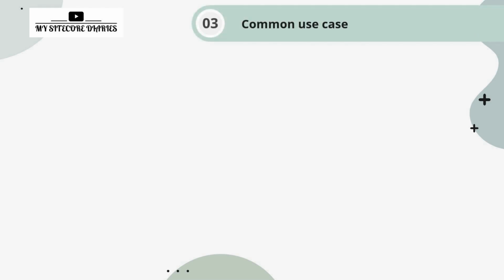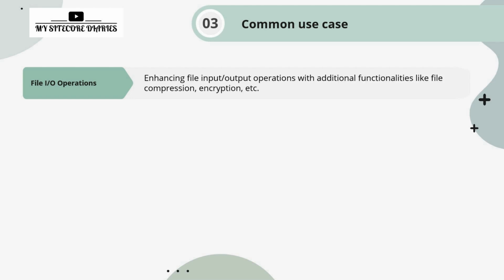Let's see what the common use cases for the decorator class are. If you have seen the example and the definition, it is basically adding additional features without affecting the existing functionalities. That is why you have common use cases. First is file input and output operations. You may want to enhance file input output operations with additional functionalities like file compression, encryption, etc. You already have a file input output operation, and you want additional functionality like compression and encryption. You will have additional features basically.